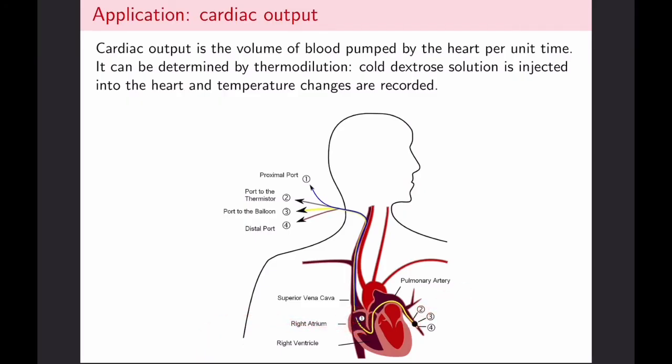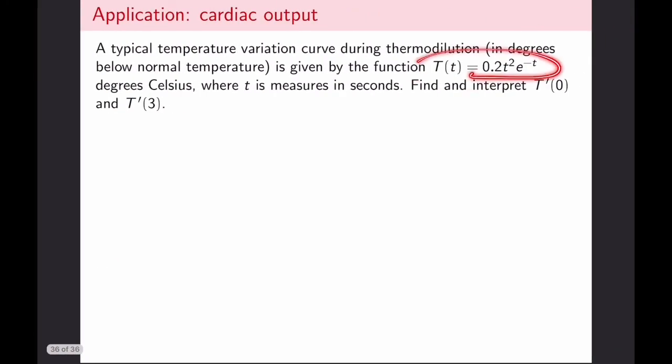What they're actually measuring is how fast the heart is able to warm up the cold dextrose solution, and that then measures how fast or how efficiently the heart is pumping the blood out. Again, because it's one of the standard procedures, it is well known to be modeled by specific mathematical functions. So a typical temperature variation curve during thermodilution is given by this function, 0.02 t squared e to power t degrees Celsius, where t is measured in seconds.